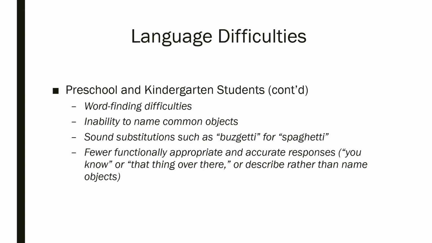Another way you might identify language difficulties is if students are not particularly clear or able to be precise when they're trying to name something. So they might say, oh, that thing over there, or have a difficult time finding a word. They also might substitute sounds, and we hear this a lot with spaghetti. They'll say biscotti instead of spaghetti. And just a lack of precision can be an indication.